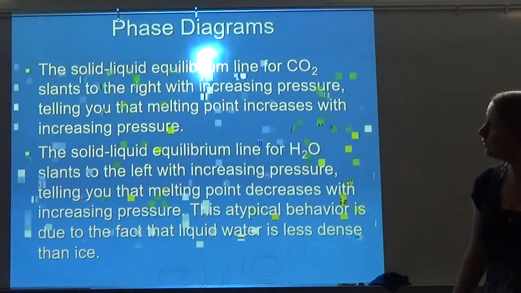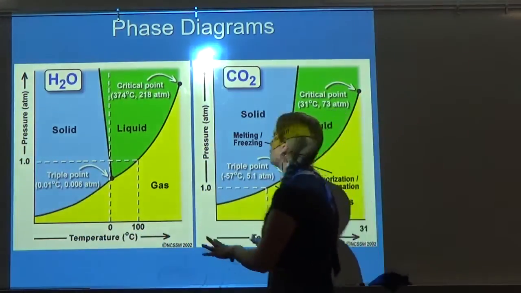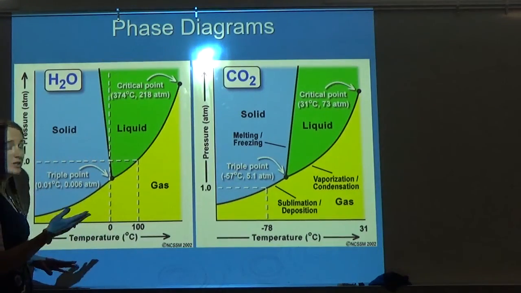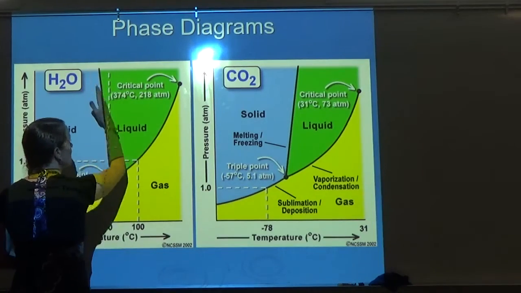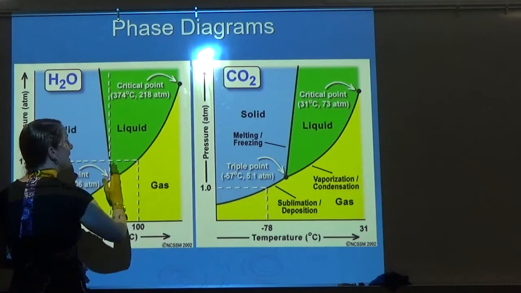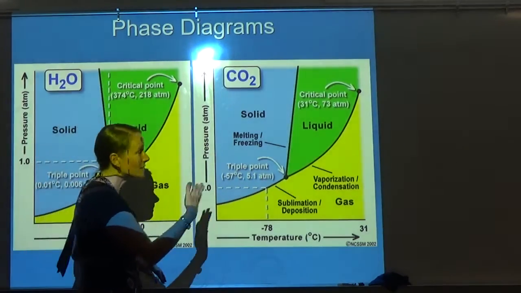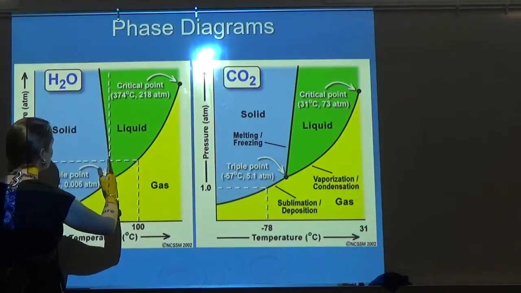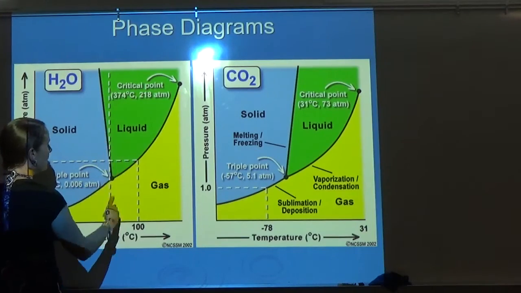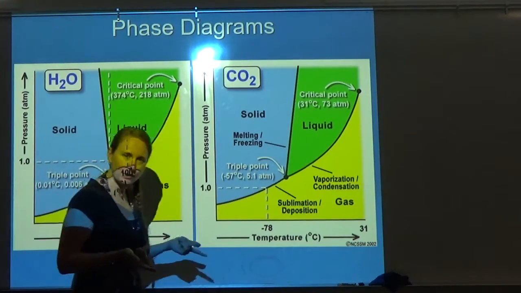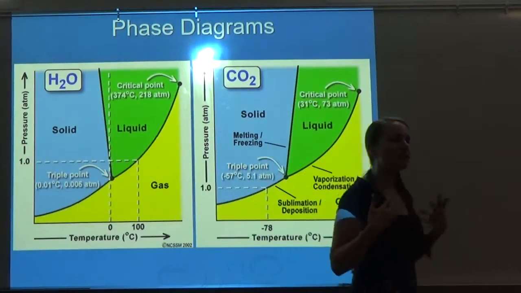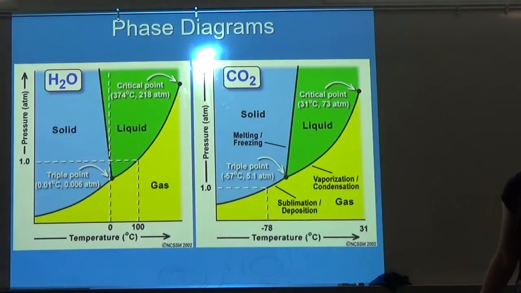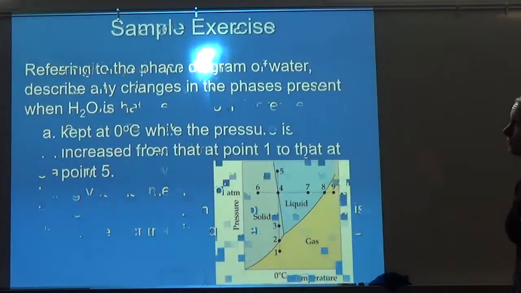So if we look back at water, that's one of the ways where if they just gave you a phase diagram and had you identify the substance, if it's water, you'll notice that solid-liquid equilibrium line slanting to the left. Most substances, it slants to the right. So what this is saying is that as pressure increases, my melting point actually decreases, which means that the liquid state is more dense than the solid state, which is, of course, why ice floats on water.